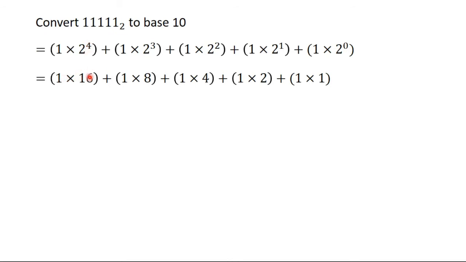2 exponent 4 is 16. 2 exponent 3 is 8. 2 exponent 2 is 4. 2 exponent 1 is 2. Then 2 exponent 0 is 1. So we are having 16 plus 8 plus 4 plus 2 plus 1. You add everything, we are getting 31. So which means that 11111 base 2 will give us 31 in base 10.